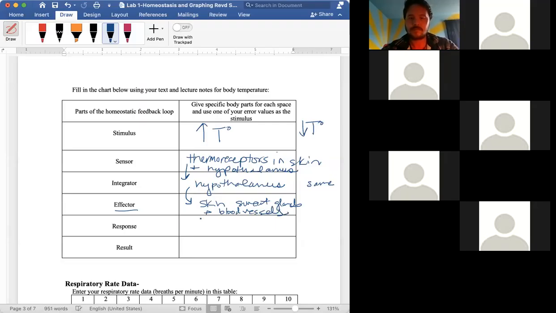Okay. Yeah. You're just naming the effectors. You're not telling what they're doing at that point. You're just naming them. Okay.